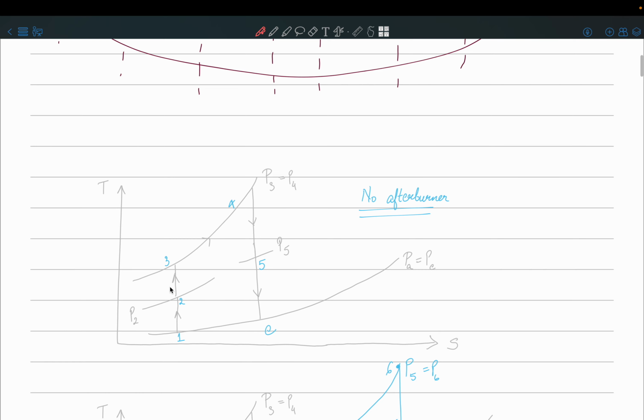So here from 2 to 3 we have some work input, okay, and from 3 to 4 we have heat input. From 4 to 5 we have work output, which is your turbine is going to give out some work. And then if you do not have any afterburner, then the fluid is simply going to exhaust through the nozzle. So is this clear? Yeah, so this is ideal.